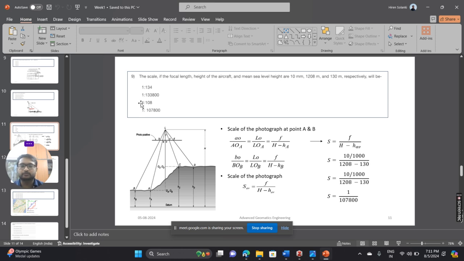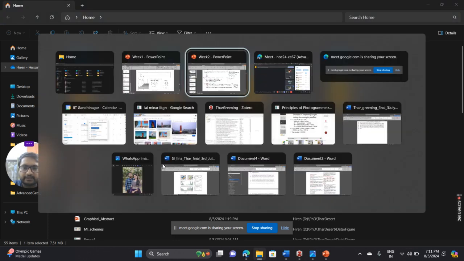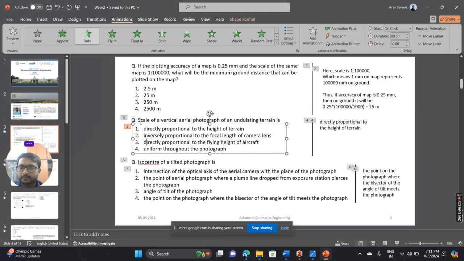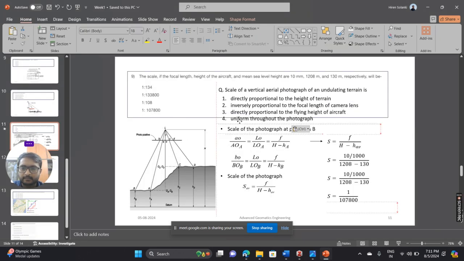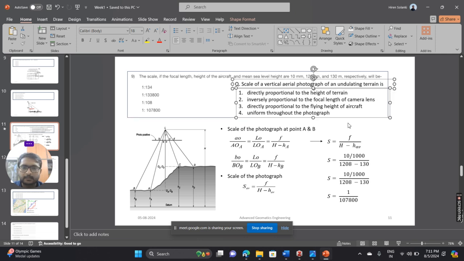So we have this particular figure, and let me copy paste our question. Here is given the scale of a vertical photograph of an undulating terrain. Is it inversely proportional to the focal length of the camera? That option is wrong, because it is directly proportional with the focal length.